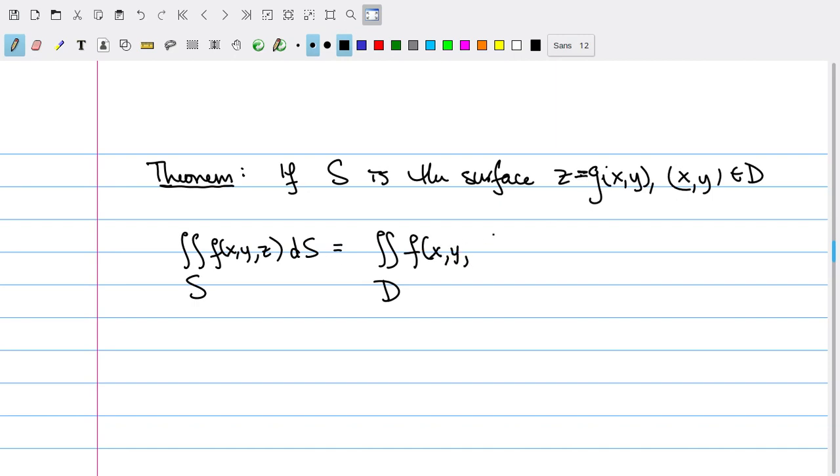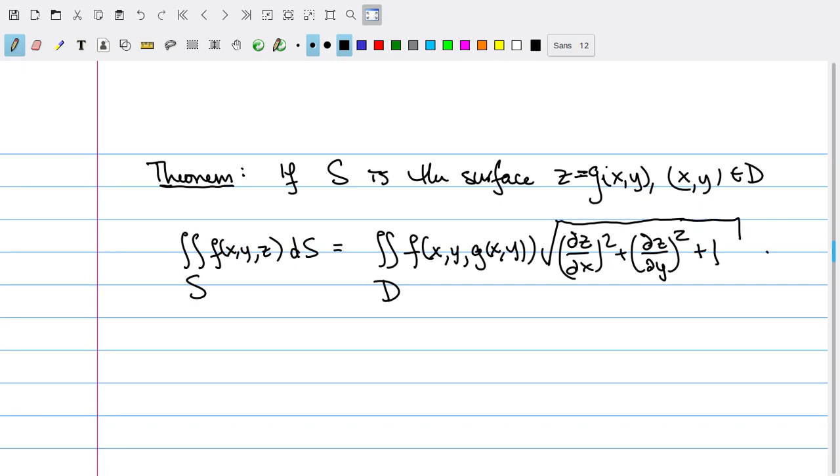So it'll be the integral of f of x, y, g of x, y, which is a function of two variables only. So I'm just substituting in g in for z, multiplied by the square root of (partial z partial x) squared plus (partial z partial y) squared plus 1, all inside the radical, dA.